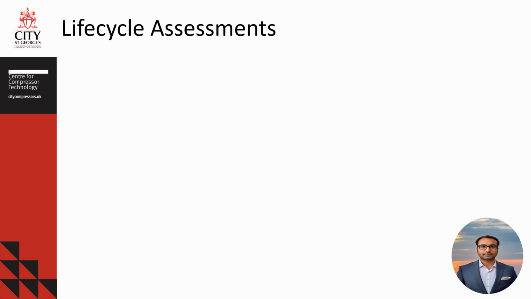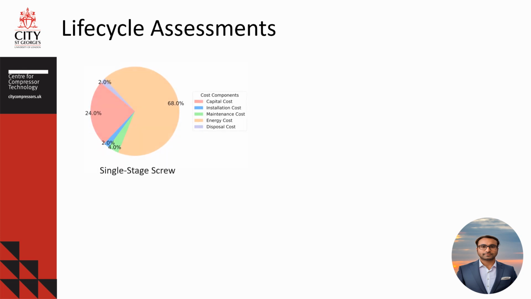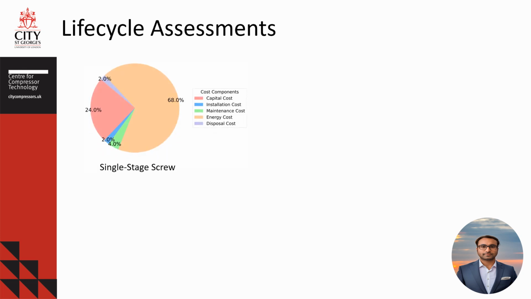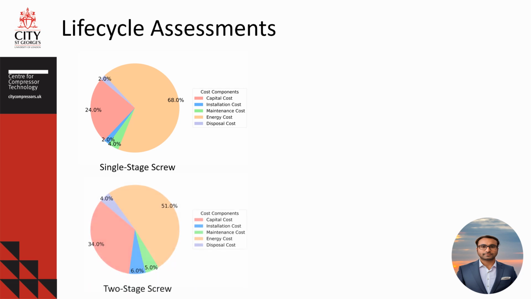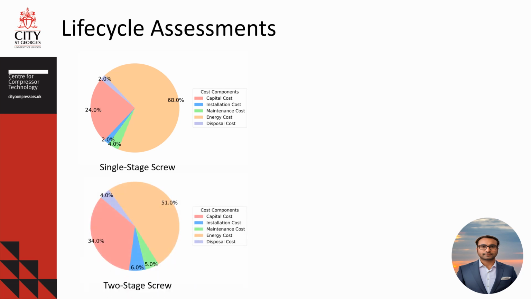In terms of life cycle assessment, the life cycle plot of a single stage is shown in this pie chart, whereas compared to a two-stage, if you look at the operational cost, it reduces from 68% to 51% for the same power rating and same pressure ratio compressor. Although we can see the two-stage has higher initial capital, installation and maintenance cost, its energy costs are significantly lower.